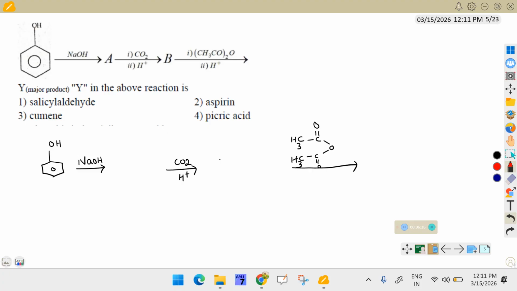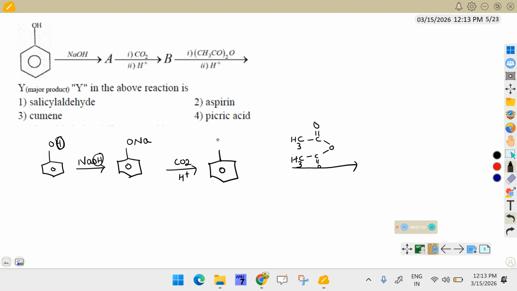See the next question. Phenol reacts with NaOH. Phenol is an acid, NaOH is a base. An acid-base reaction takes place. Remove H plus from phenol, OH minus from NaOH, then it gives sodium phenoxide. Sodium phenoxide reacts with CO2. We know that CO2 is a weak electrophile. Further acidification gives salicylic acid, and the reaction is called the Kolbe reaction.